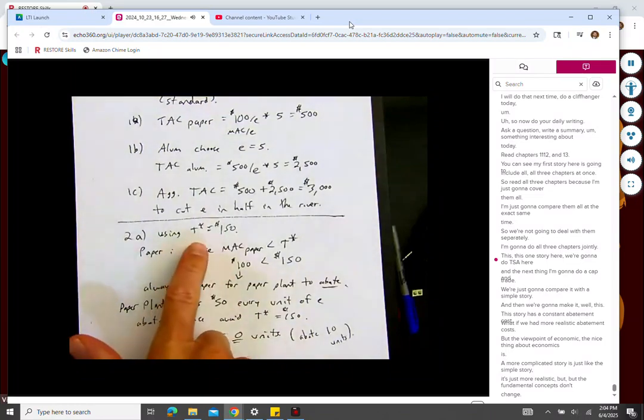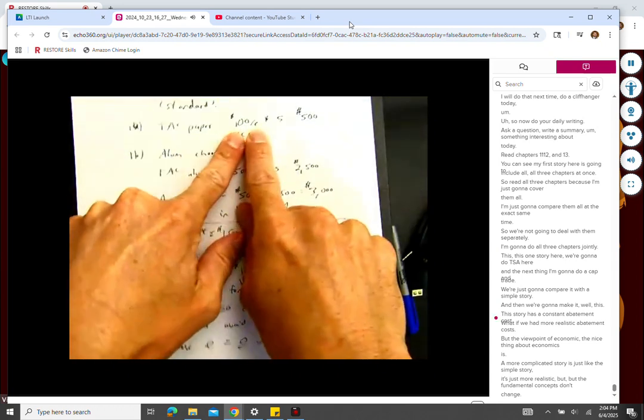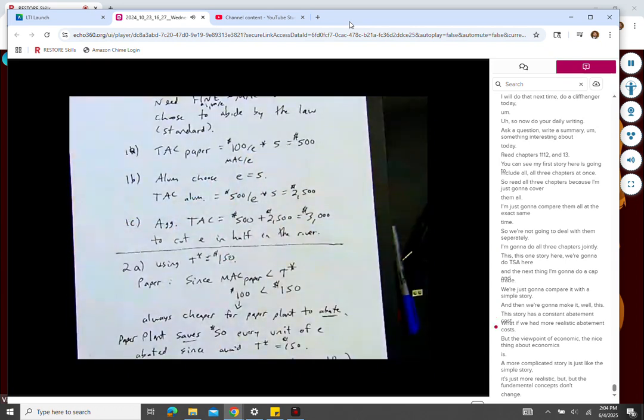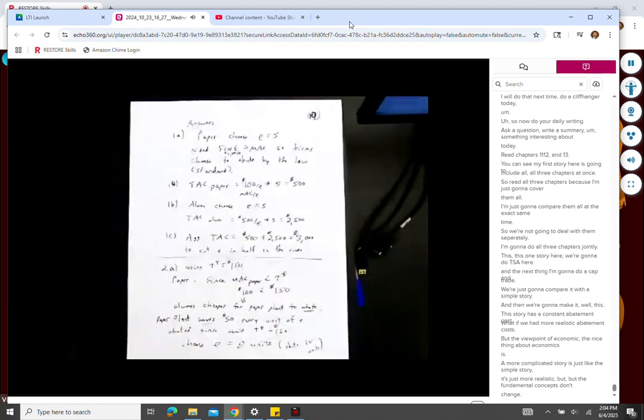In this one story, we're going to do T star, and the next time I'm going to do a cap and trade, and we're just going to compare it with a simple story. This story has a constant abatement cost. What if we had more realistic abatement costs? The nice thing about economics is that a more complicated story is just like the simple story. It's just more realistic, but the fundamental concepts don't change.